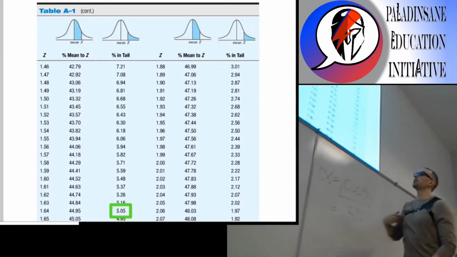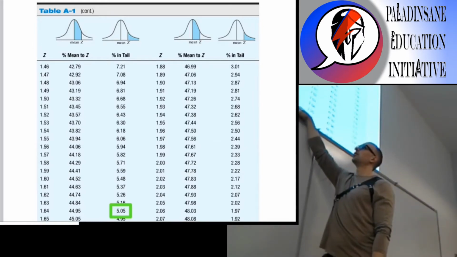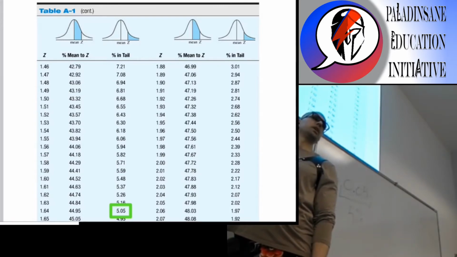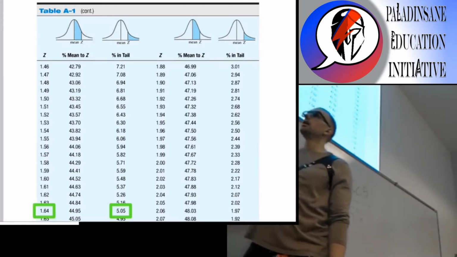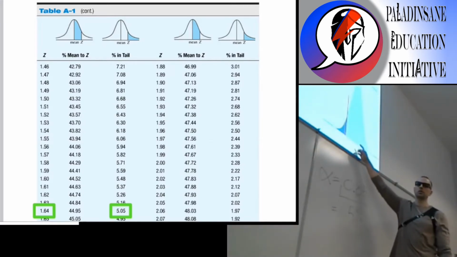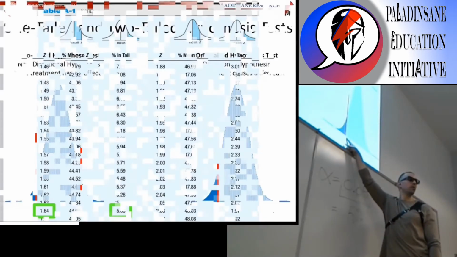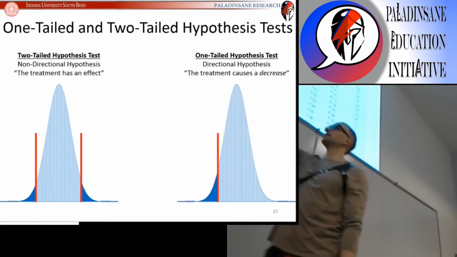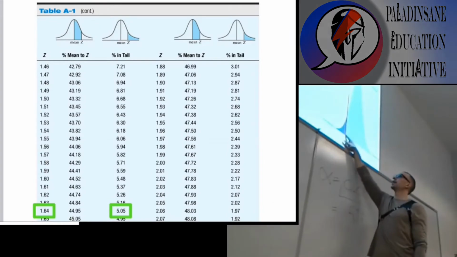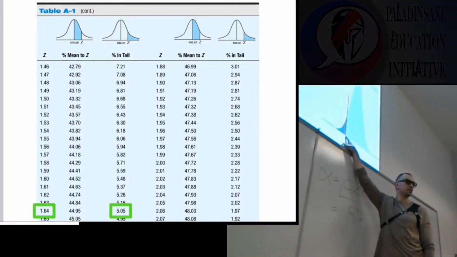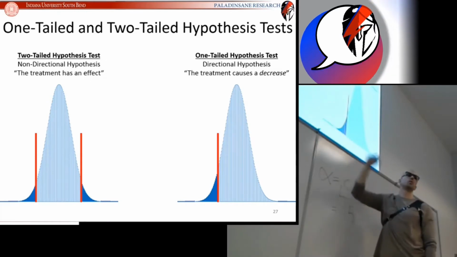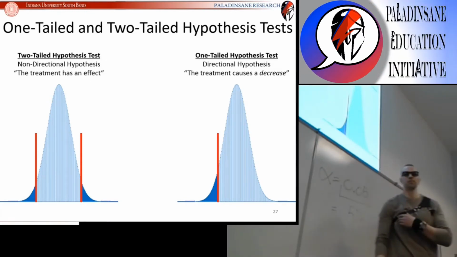So what we do is we put 5% in the tail. That's the z-score associated with 5% in the tail. So when you do your cutoff score, that cutoff score right there is minus 1.64. Because a z-score of 1.64 puts 5% in the tail, so that cutoff score has to be minus 1.64 because it's on the negative side.